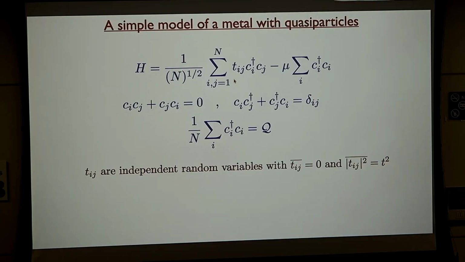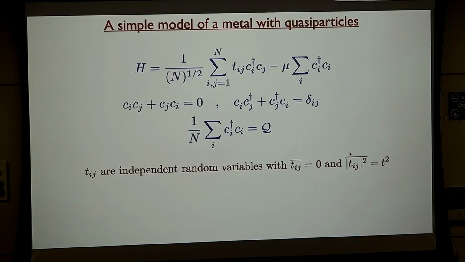Okay, and that's it, free fermions. So let me just review what its properties are. The T_ij, for simplicity, have zero mean and some root mean square value. The most important thing is that they're independent random variables. The distribution actually doesn't matter much. All right, so how do you solve this?